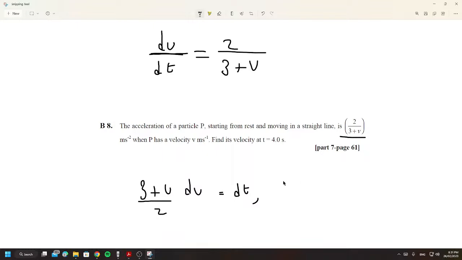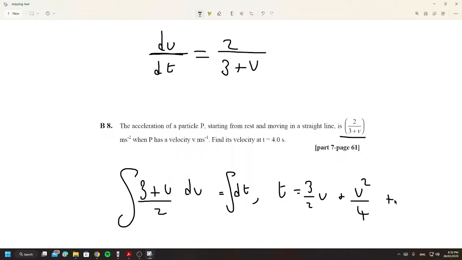Okay, so if we do the integral, t is equal to 3 over 2 v plus v squared over 4 plus c. So now we have to find c.